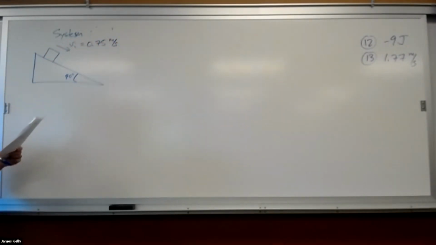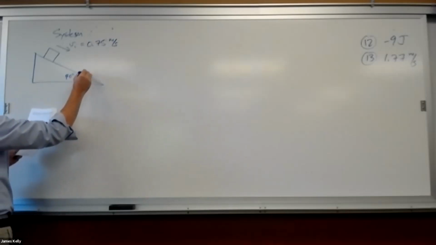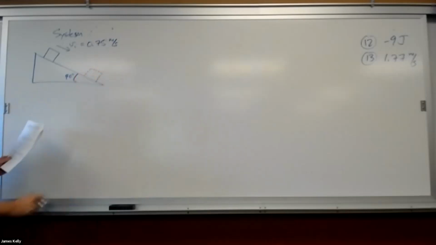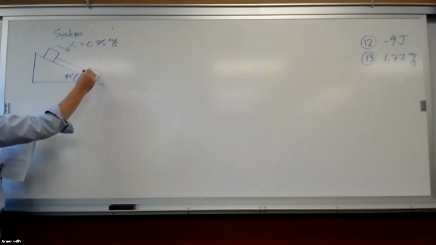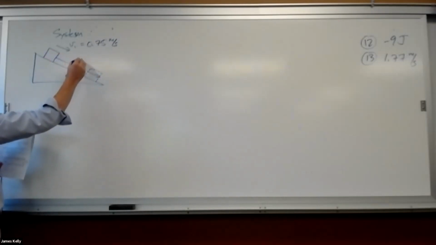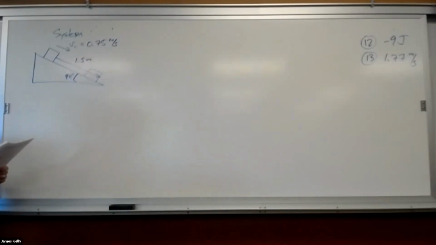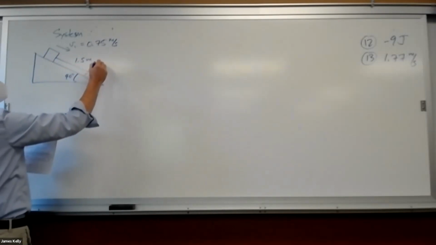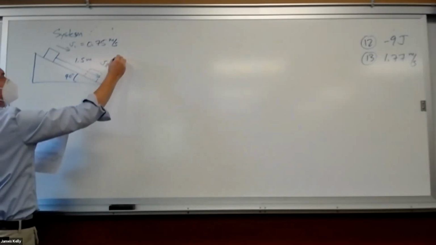And it's after it slid 1.5 meters down the plane. So here it is at a later time. It's moved down the plane. This distance, the front of the box has moved, is 1.5 meters. And the question is, find its speed there. So I might say V final equals question mark.